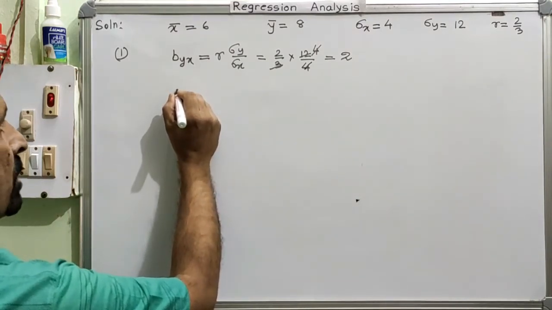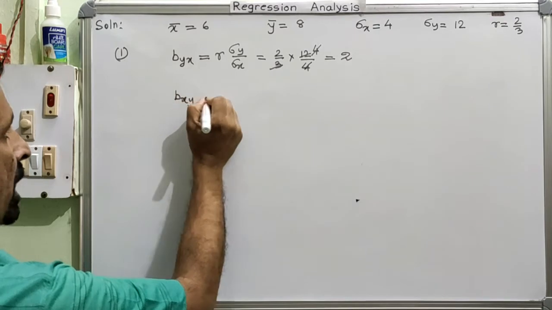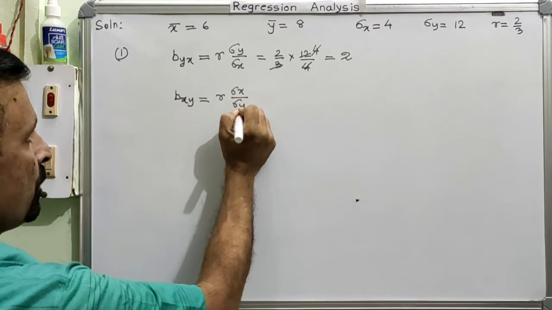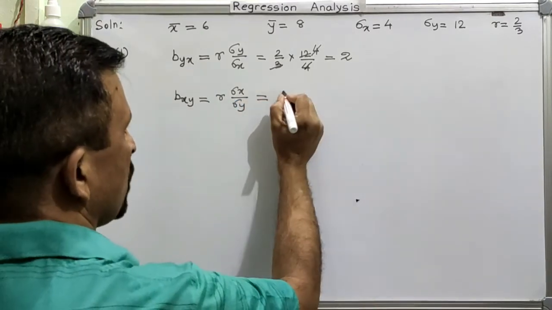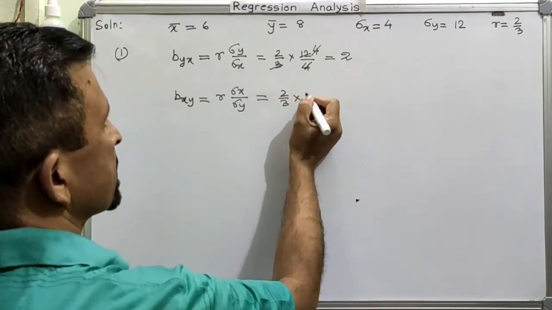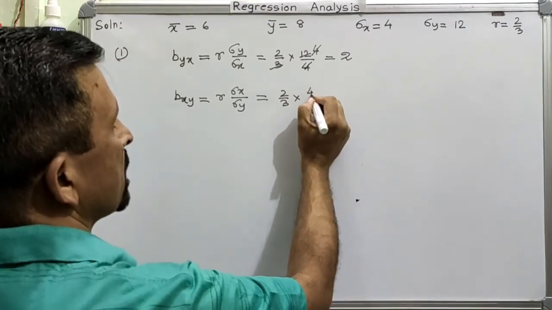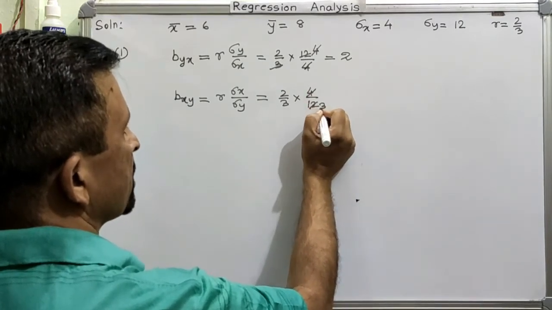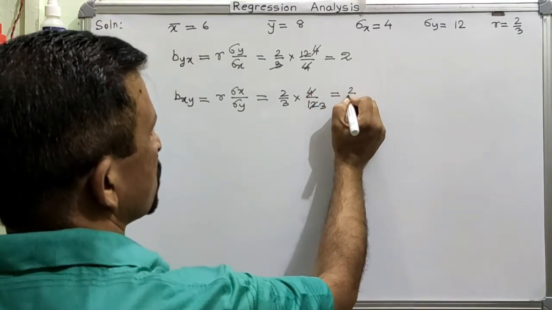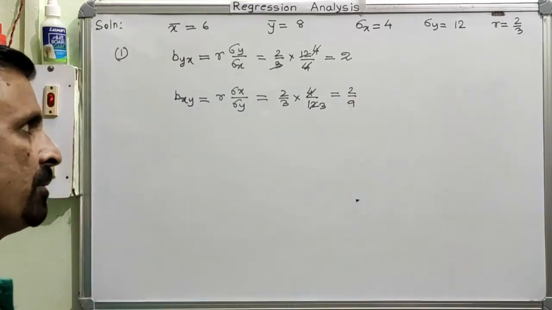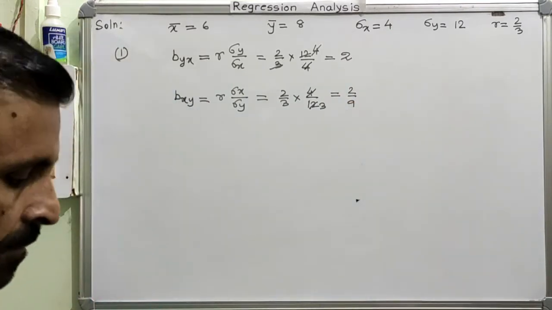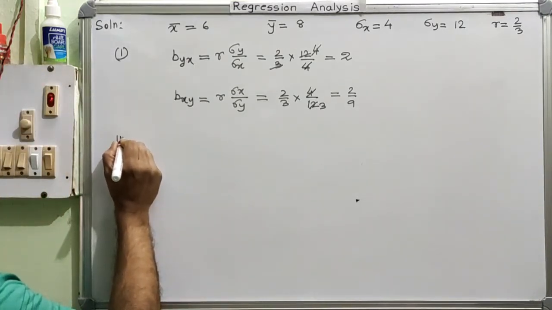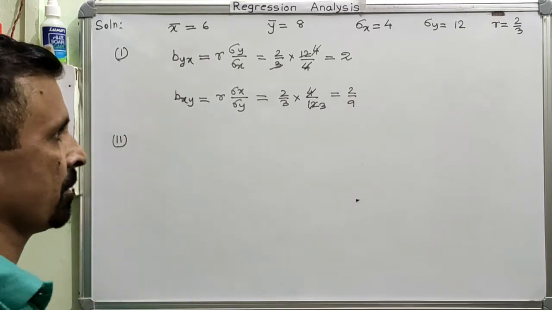Now we will calculate also the regression coefficient of x on y. The formula is r into this time sigma x up and sigma y down. R is once again 2 over 3. Sigma x is 4 and sigma y is 12, right? So 4 3s are 12, right? Nothing more can be done. This is 2 over 9. So this becomes the regression coefficient of x on y. Is this okay?